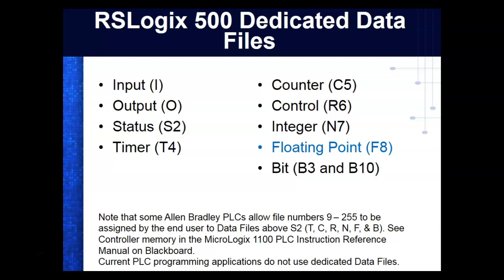We're going to deal with C4, C5, C6, integers. Floating point is not listed in the book. The book talks about B3 and B10, but you only get to B10 if you do what? If you create it, right? Note that some Allen-Bradley PLCs allow file numbers 9 through 255 to be used, assigned by the end user to data files above 2. Controller memory, the MicroLogix. This instruction memory, by the way, is in that data file. Current PLC programming applications do not use dedicated data files.